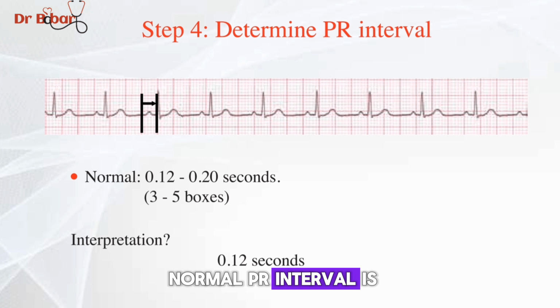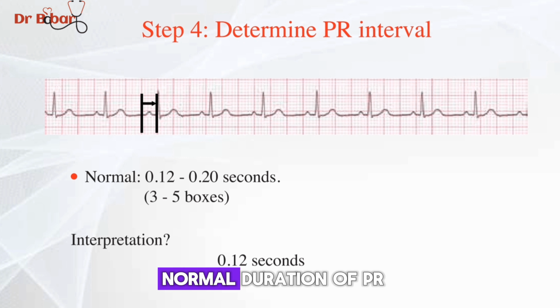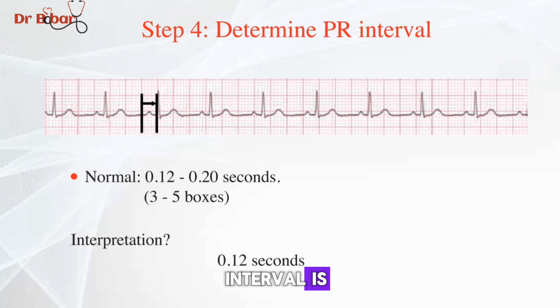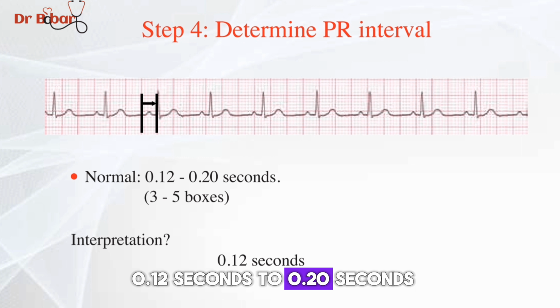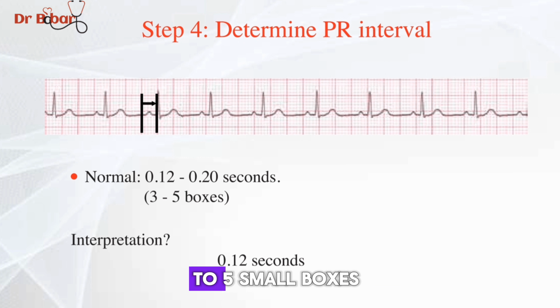Now comes how to determine the PR interval. The normal PR interval starts from the beginning of the P wave to the beginning of the Q wave. Normal duration of the PR interval is 0.12 seconds to 0.20 seconds or 3 small boxes to 5 small boxes. If the PR interval is more than 0.20 seconds or more than 5 small boxes, it's PR prolonged.